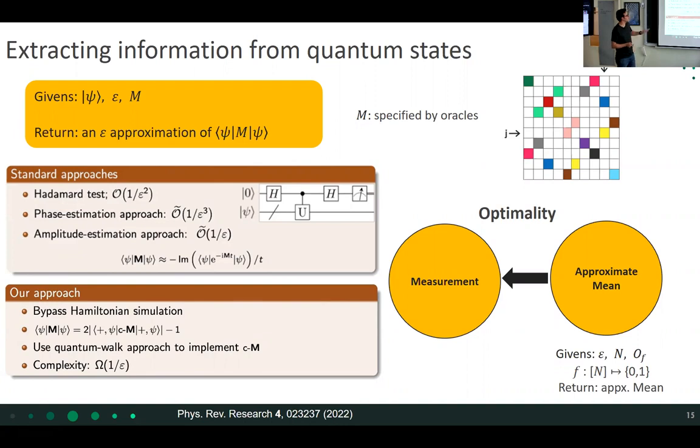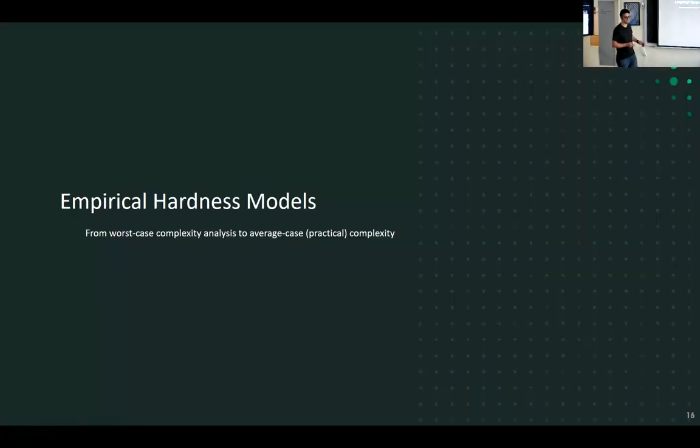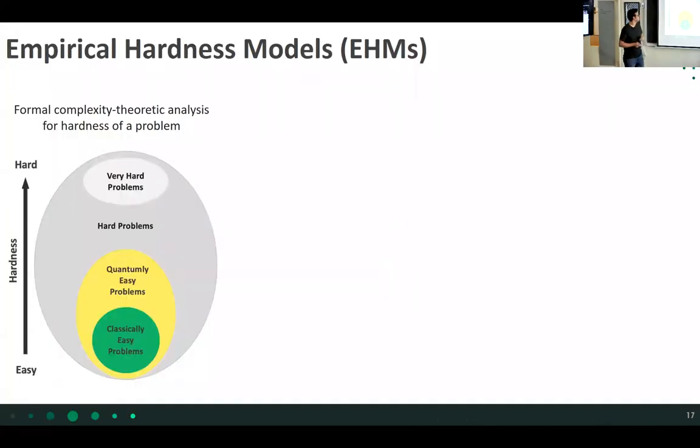So this is what I had to talk about in terms of quantum computers. For the last part, I'm going to talk about empirical hardness models, which are tools that we can use for predicting the hardness or complexity of an algorithm. So we are looking at the average case complexity rather than the worst case complexities that I've mostly described in the first part of my talk.